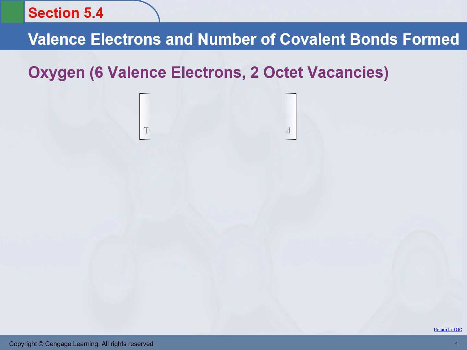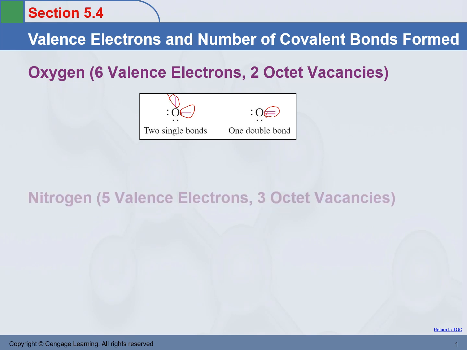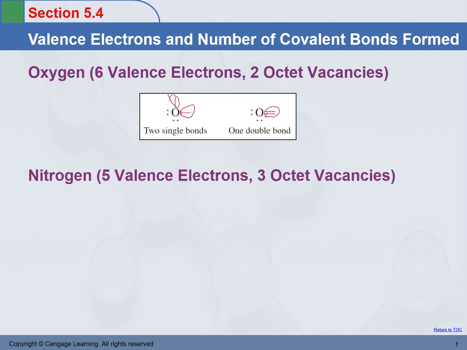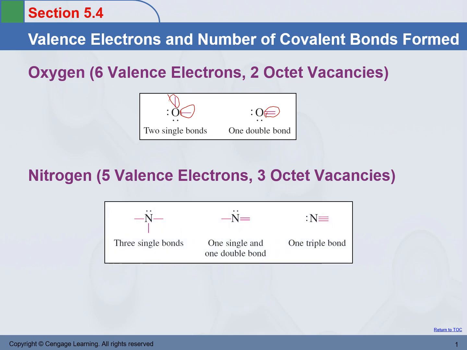The 2 bonds can be either 2 single or 1 double. Again, remember, each single bond means 2 electrons. That's 8. A double bond will involve 4 electrons. That's 8 around oxygen. What about nitrogen? Nitrogen is in column number 5A, so nitrogen has 5 valence electrons around it. Therefore, it will need 3 bonds. In this case, the 3 bonds could be 3 single bonds, 1 single and a double, or 1 triple bond.